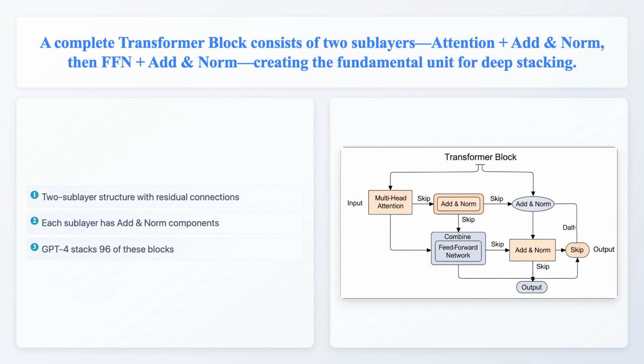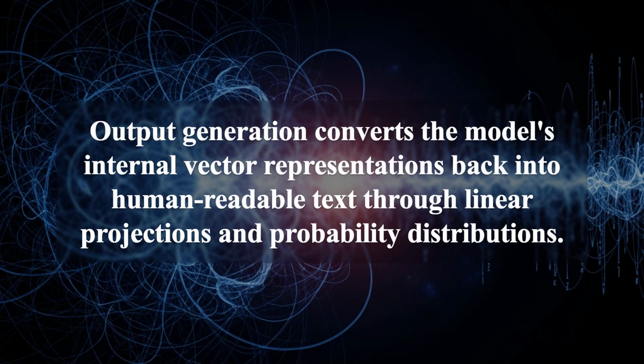For data scientists, visualizing this flow helps debug model behavior and understand where different types of processing occur. The residual connections ensure stable gradient flow, while the normalization keeps values in reasonable ranges throughout the deep stack. We processed our input through multiple transformer blocks, creating highly contextualized vector representations that capture deep linguistic understanding.